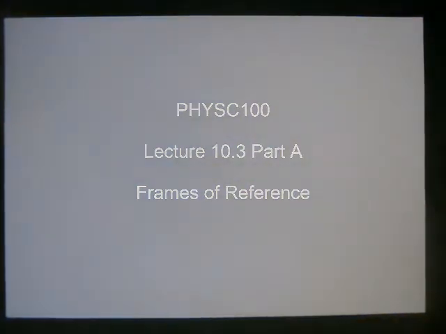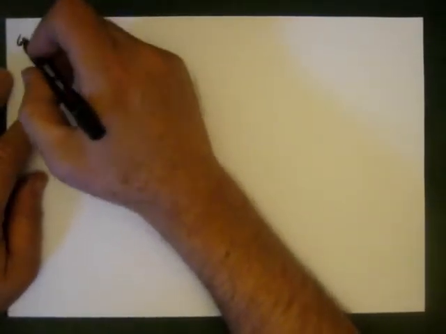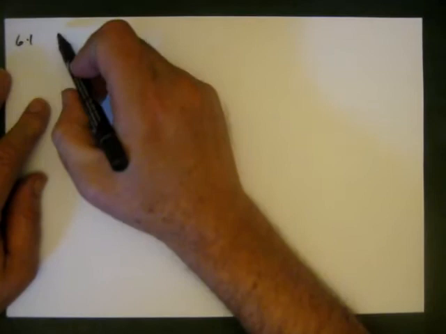Okay, let's talk about relativity and frames of reference. So this is going to be sections 6.1 and 6.2. And basically, what is a frame of reference? What's relativity? A frame of reference is a coordinate system in which an observer makes measurements.